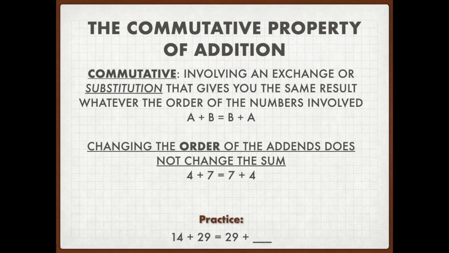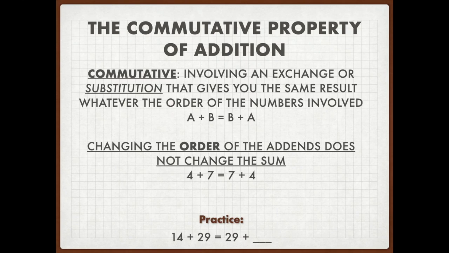This exchange or substitution in the commutative property gives you the same result, whatever the order. So we're switching the order. As you can see in the illustration, A plus B is a specific order. We switch them where A was first, now B will be first, and B was last, now A is last. So we are switching their positions, but it still gives us the same number. So changing the order of the addends, remember we are adding here, does not change the sum.